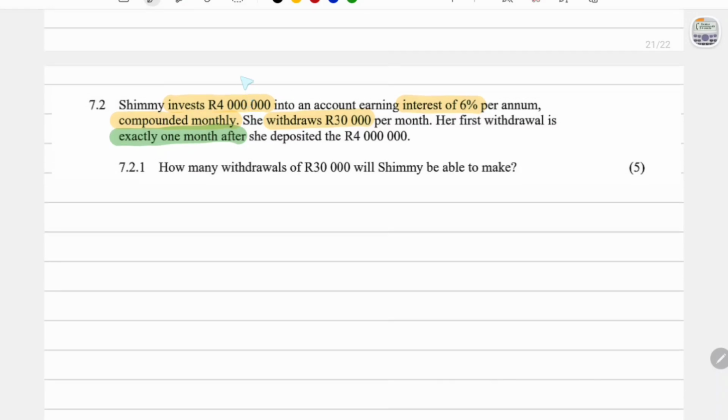What happened is she had 4 million and then she invested it into an account that was earning interest of 6%. But then she starts to withdraw 30,000 every month. Okay. So instead of it being future value where you're putting money in every month, she's actually taking money out every month. Now, what does that actually remind you of? If you said present value, that would be correct.